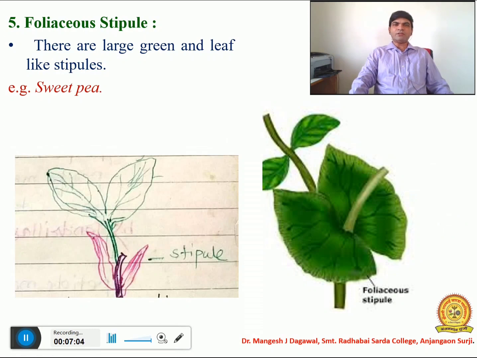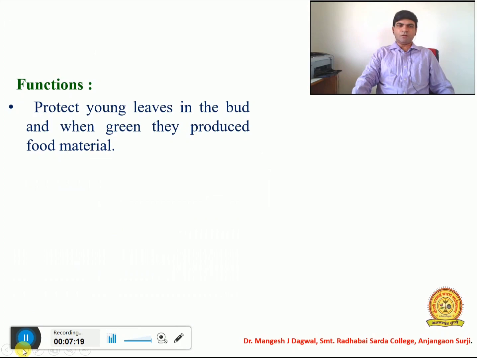Another one is the foliaceous type of stipule. These are large, green, leaf-like stipules formed at the leaf base, and these are called foliaceous stipules. This is found in sweet pea plants. So these are the different types of stipules.